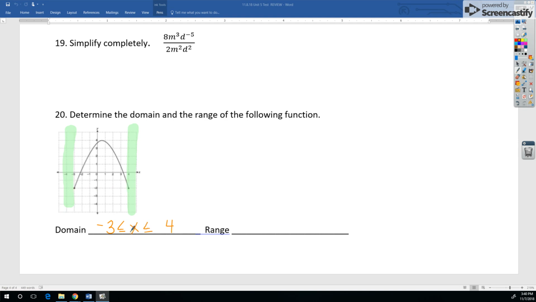So I'm going to put a less than or equal to on there. And then the lowest that I go is negative 2, and the highest that I'm going is 4. And there's my domain and range.